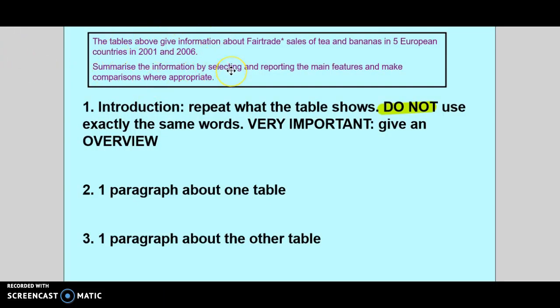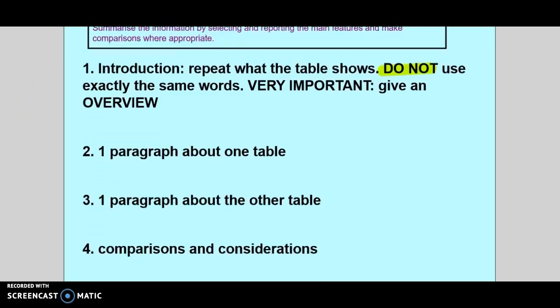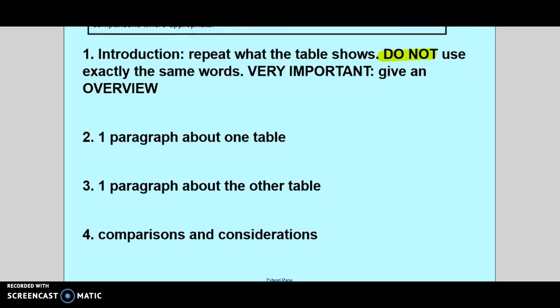So here is again the task that you have. We can scroll down a little bit now. So it's very important, as I said in my introduction to the IELTS exam, my first video, that you know what the exam requires you to do. Now, you might be very good at reporting data, describing bar charts, but if you don't do what the examiners and the exam requires you to do, you will not get a high score.